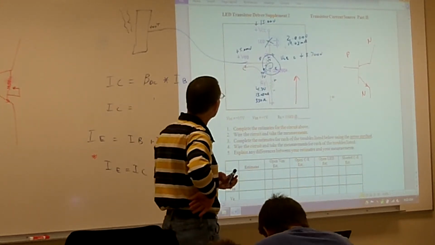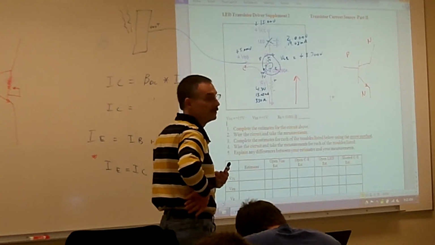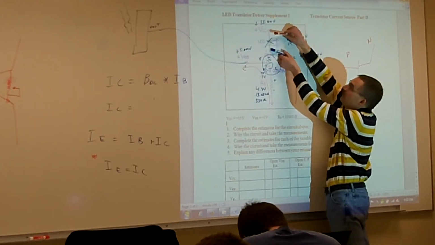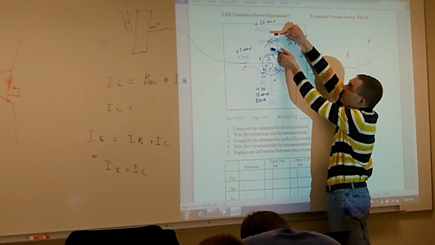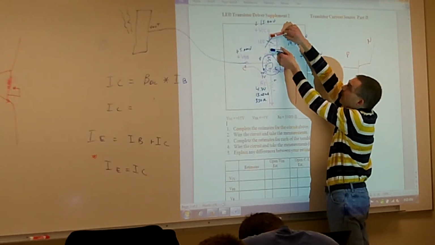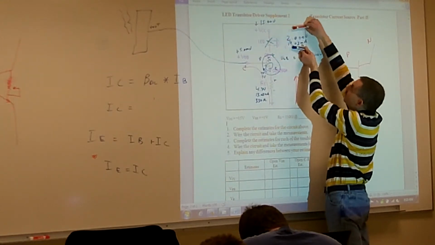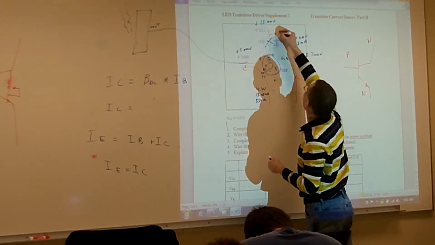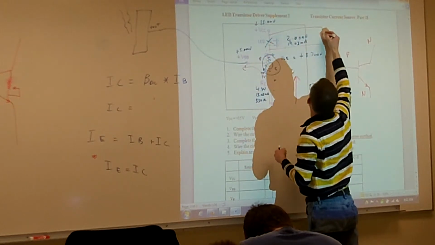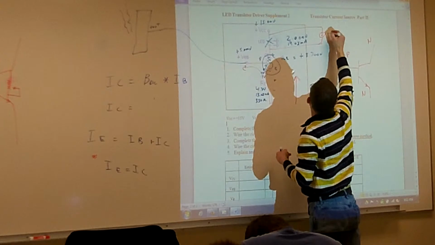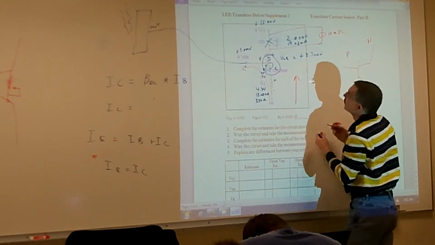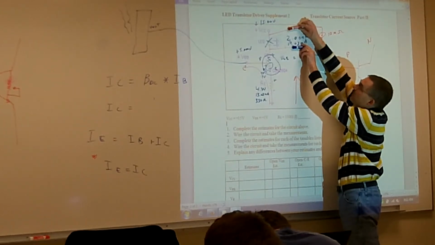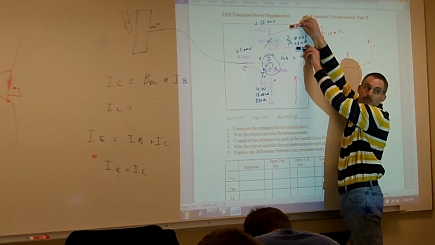Theoretically or practical? So if I put in my voltmeter to measure my voltage across my LED, and it's got 10 mega ohms of resistance, what is going to be that voltage across that LED? Is it still going to stay 2 volts?